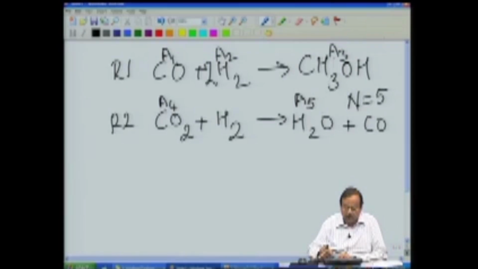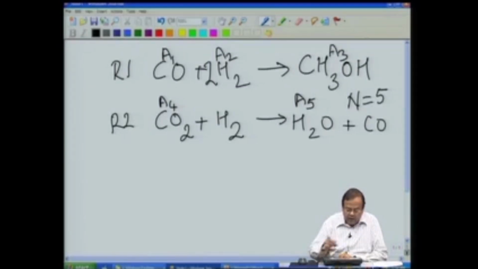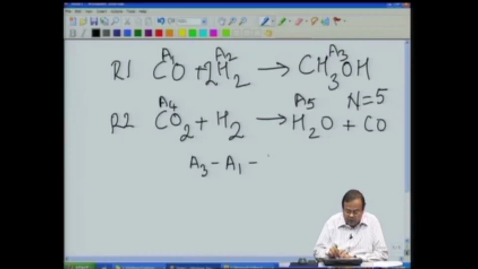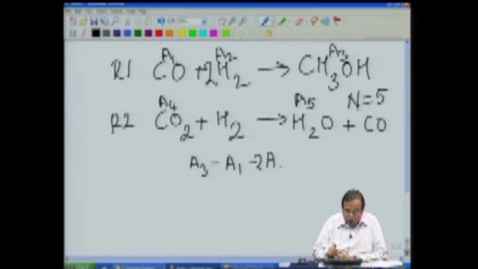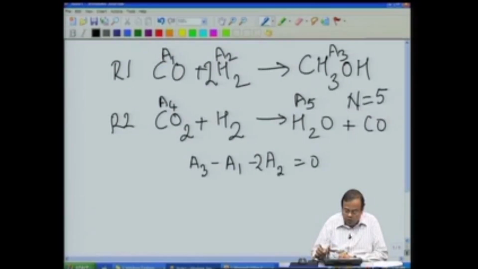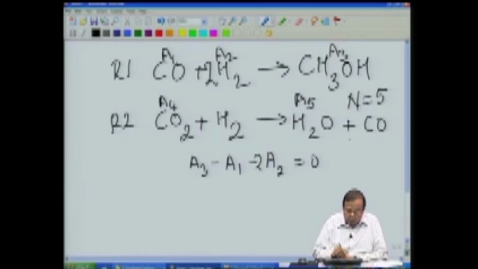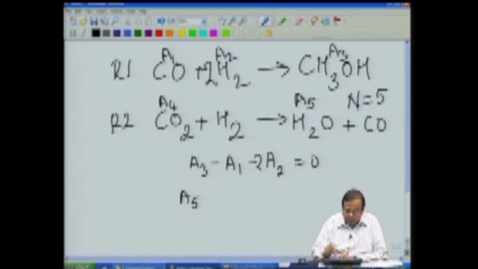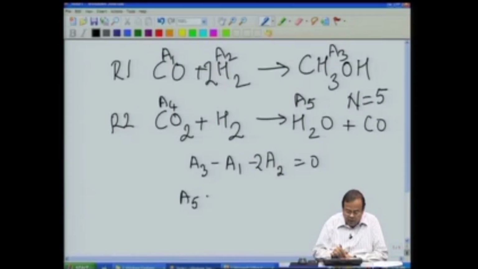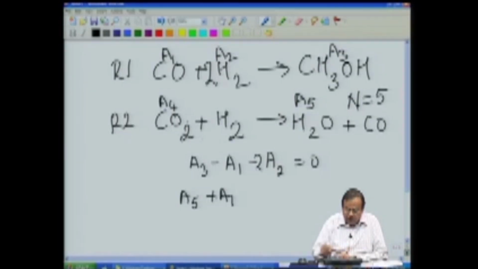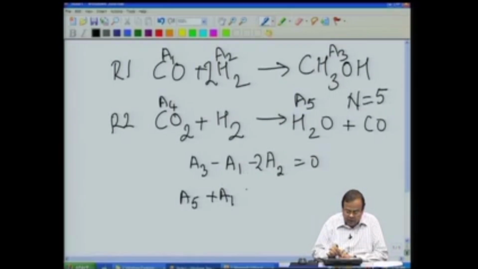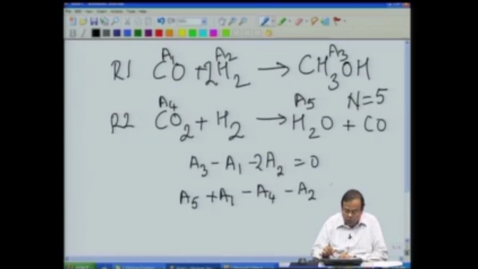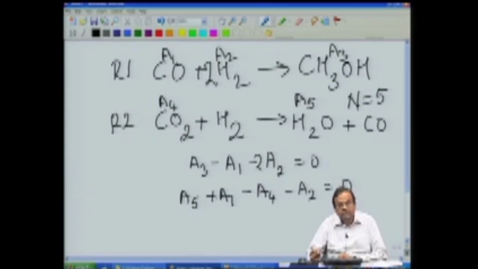reactions, R1 and R2. Earlier we had written our first reaction as A3 minus A1 minus 2A2 equal to 0. The second reaction now becomes A5. I will follow the same logic, that is, keep products as they are. So, A5 plus A1, bring the reactants on the other side. So, minus A4 minus A2 equal to 0 as my second reaction.